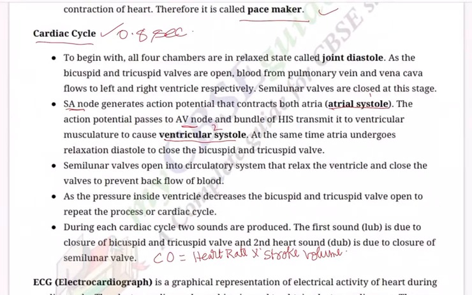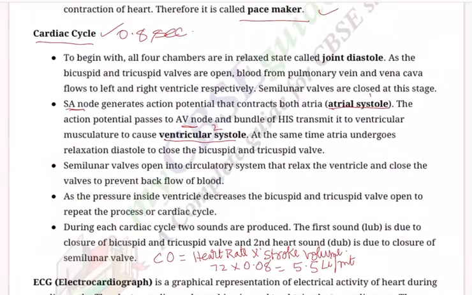We know that the heart rate in all of us is 72 times per minute, and the stroke volume is 0.08 liters per beat. So that comes to 5.5 liters per minute. This is the cardiac output. So our heart is so great that per minute 5.5 liters will be the output.